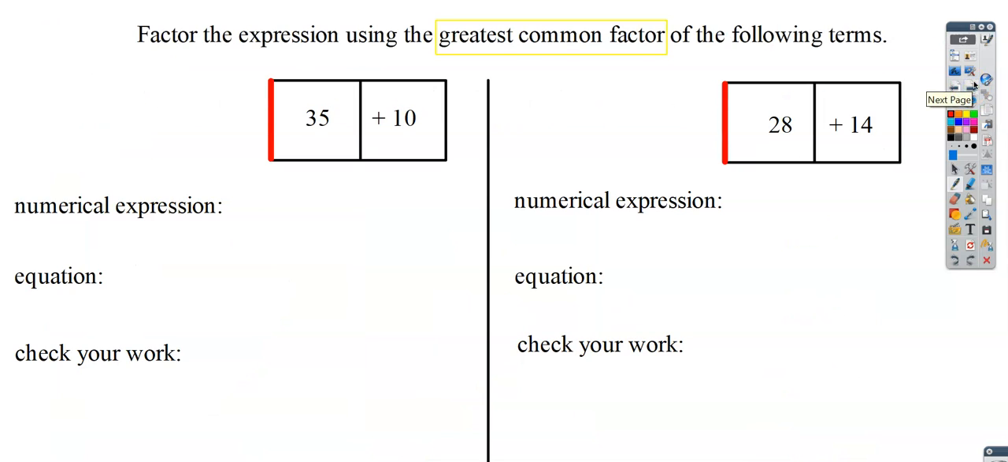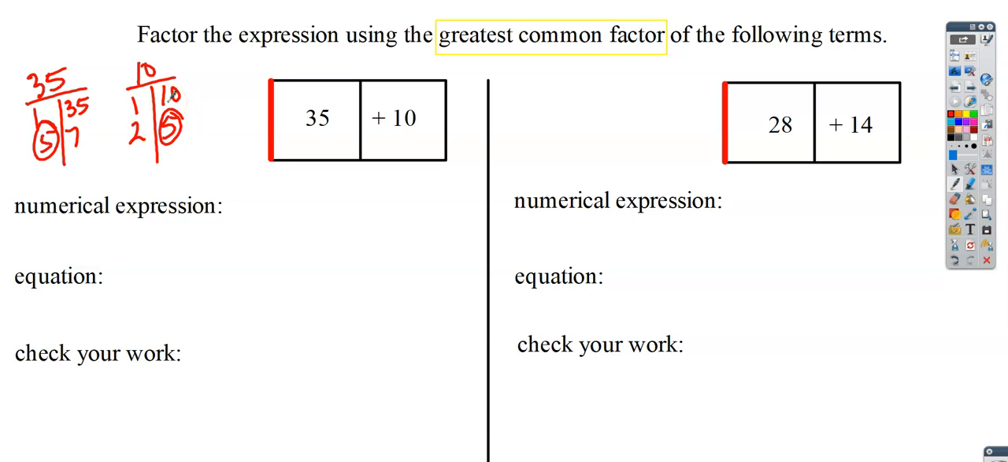Okay, so now I'm asking you to factor the expression using the greatest common factor. So we could just make a list. If I start making a list right now, I get 1 and 35, 5 times 7. There's no more. 10 is 1 times 10, so I'm just using my t-chart because it keeps my numbers nice and organized, and then I can see there's a 5 there, there's a 5 there. That's my greatest common factor.